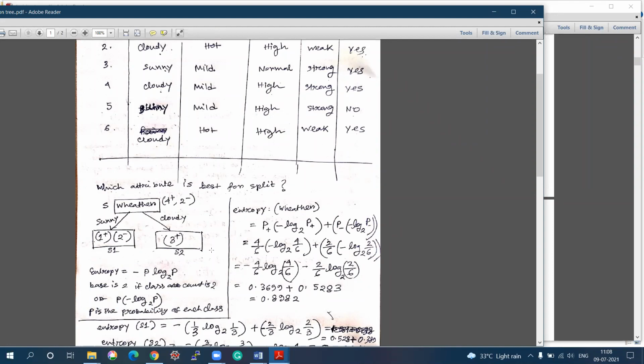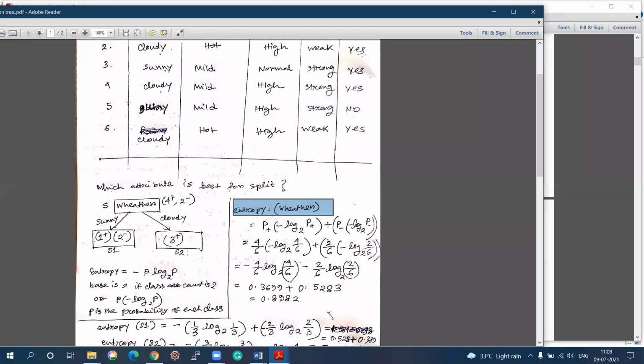तो कितना क्लासेस है यहाँ पे? मेरा 2 क्लासेस है, yes and no. ओके, तो वेदर के लिए मैं एंट्रोपी अभी कैलकुलेट करूंगी. What will be the entropy of this weather? Okay, so actually I have right here minus P log base 2.